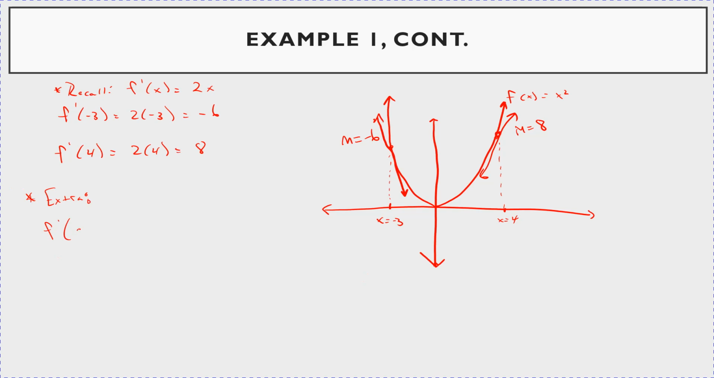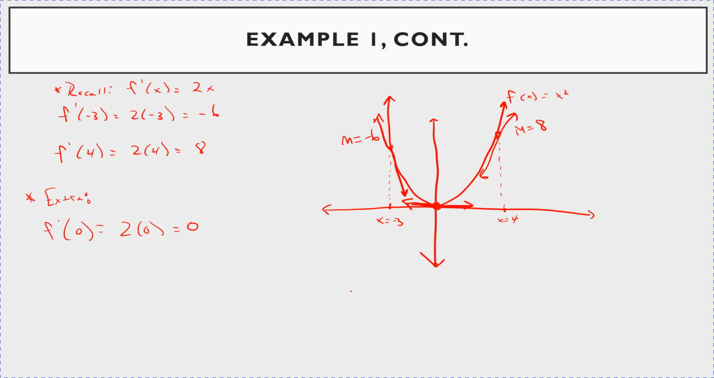Let's find f prime of 0. Well, that's 2 times 0. That's 0. And look, here's when x is equal to 0, and the tangent line is just the x-axis right there, which does have a slope of 0. So this derivative function, this f prime of x, is giving you the slope of the tangent line at that point.